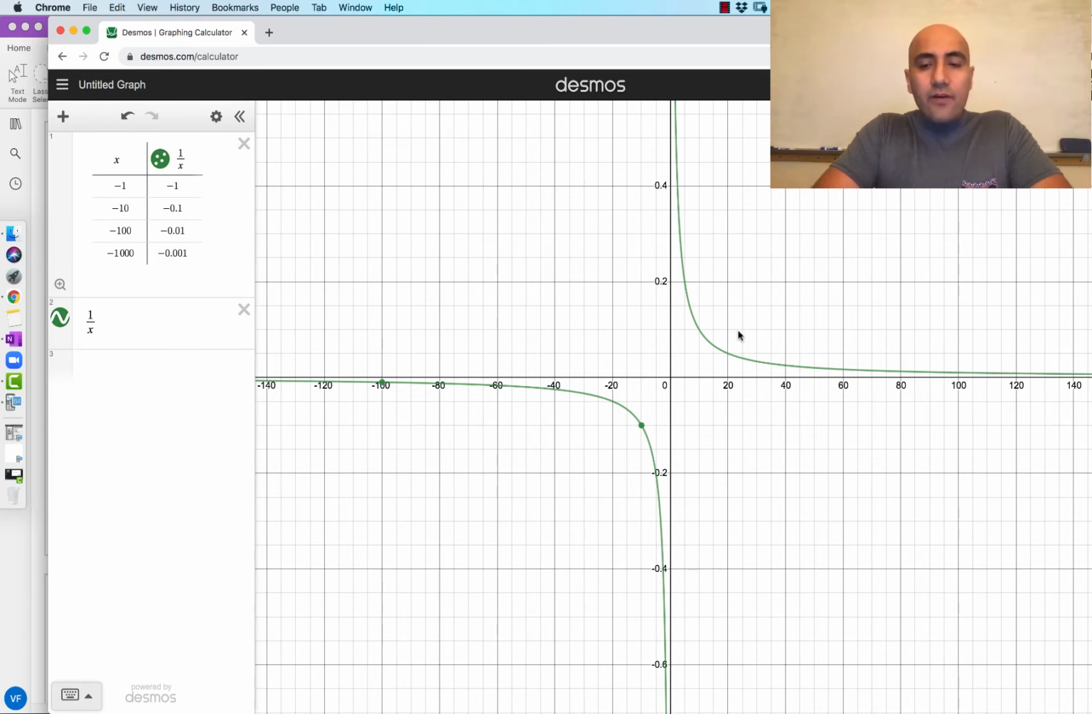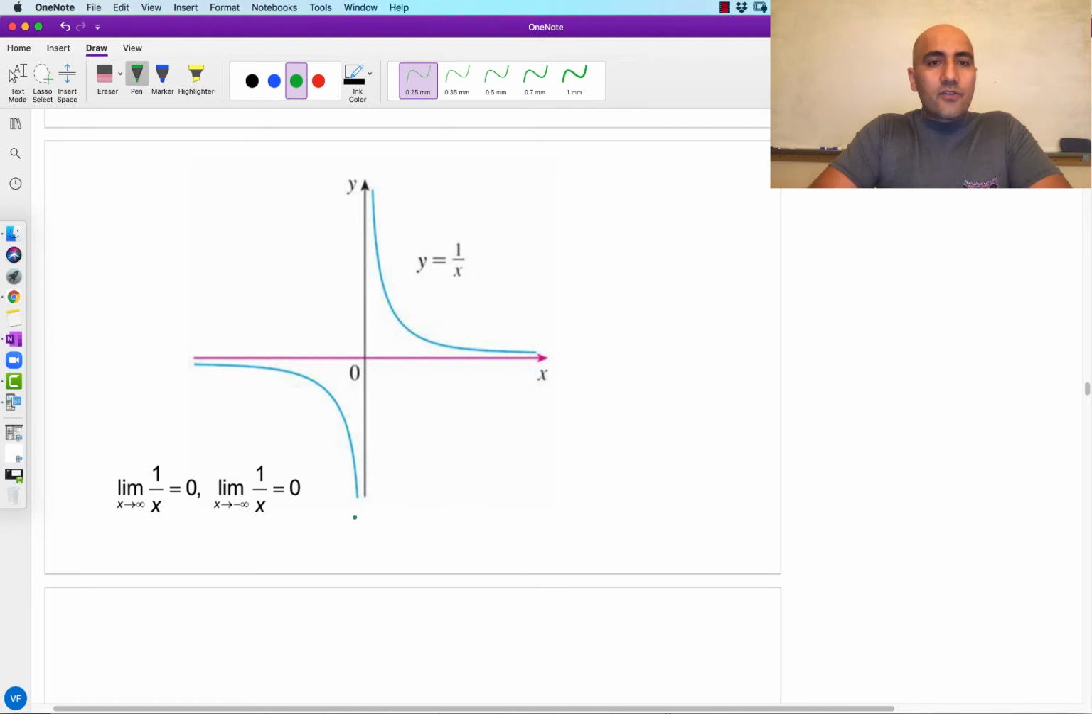And we should get from here that the limit as x goes toward positive infinity of this function, 1 over x, approaches 0. And the limit as x goes toward negative infinity of 1 over x approaches 0. And there's also a vertical asymptote here at 0, at the line x equals 0. So here's a nicer graph of the exact same thing. So this is our function, y equals 1 over x.